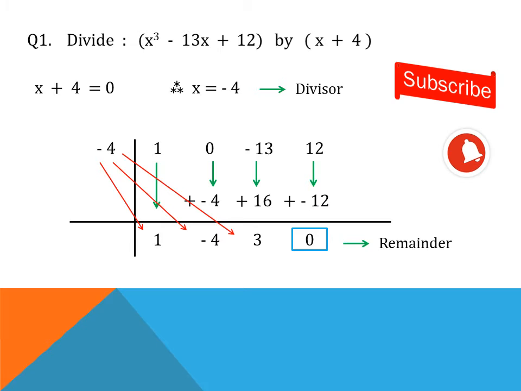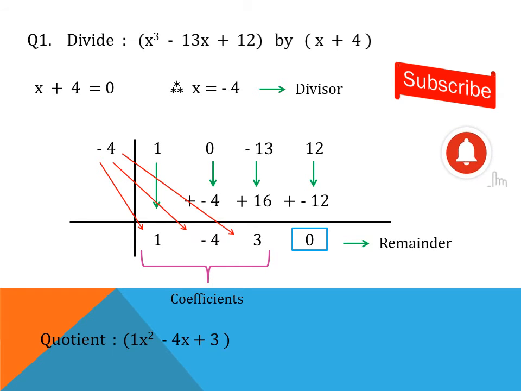Now the polynomial had x cube and we already had x in our divisor. So the quotient will start with x square, because x square into x will give us the main question, which is x cube. In the same way as we wrote down the coefficients in our first step, here 1, minus 4 and 3 are the respective coefficients. So our quotient will be 1x square minus 4x plus 3.